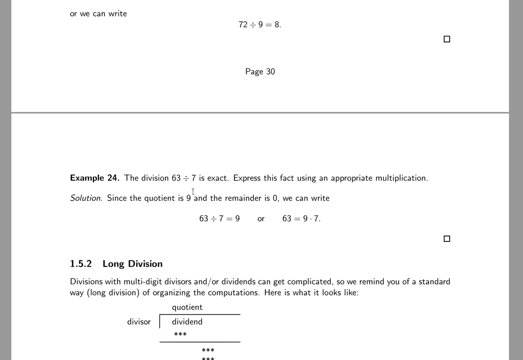Some more examples here. This is just emphasizing the connection between multiplication and division. So 63 divided by 7 equals 9. That's a division statement. The same information in terms of multiplication is 9 times 7 is 63.